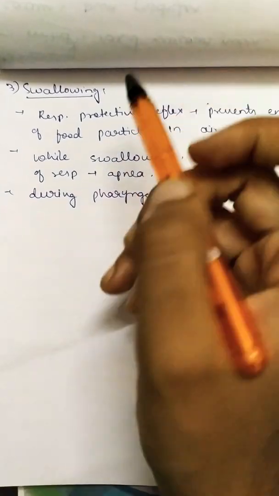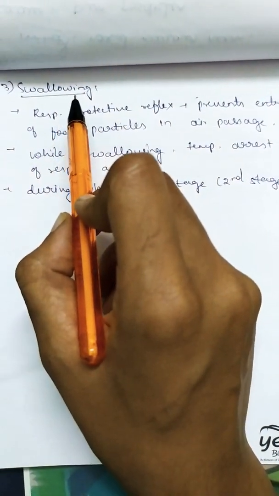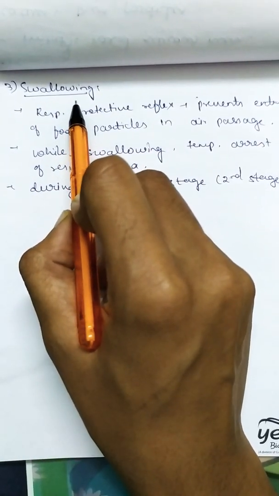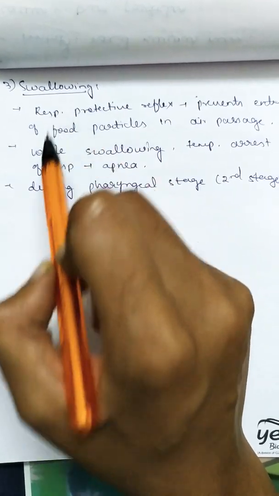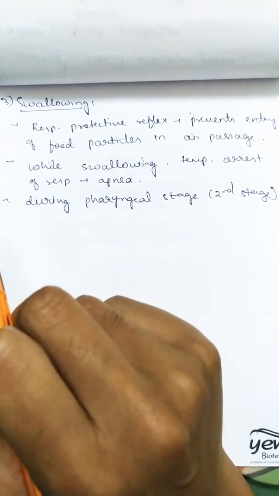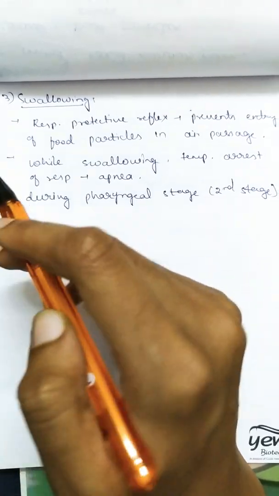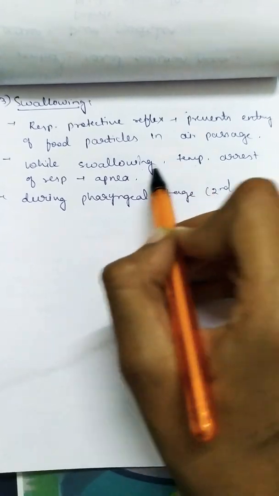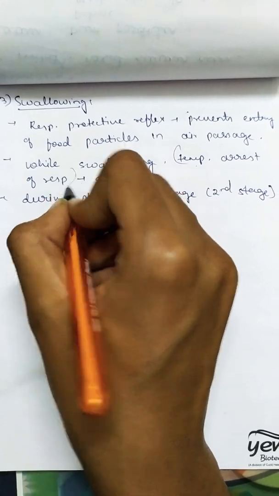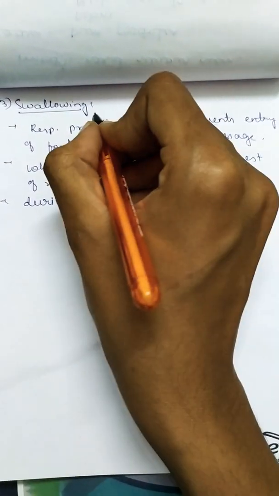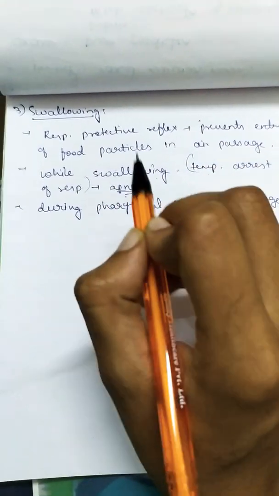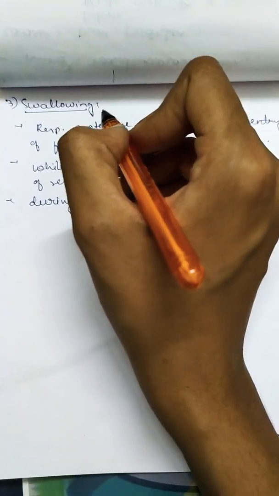The last one is the swallowing reflex or deglutition reflex. This prevents the movement of food particles into the respiratory tract. While you are taking in food, during the act of swallowing, there is temporary arrest of respiration. Temporary arrest of respiration is called apnea. But when this apnea is because of swallowing, we call it swallowing apnea or deglutition apnea, because deglutition is nothing but swallowing.